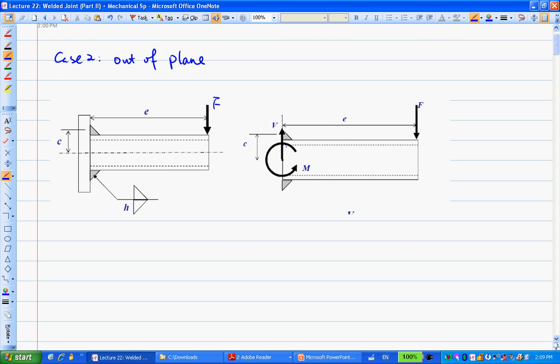If it's out of plane, we do the same approach. Let's have a free body diagram first, and then look at the critical location of the weld group. In this particular case, a symbol like this basically means you have a weld on both sides of this T-bar right here.